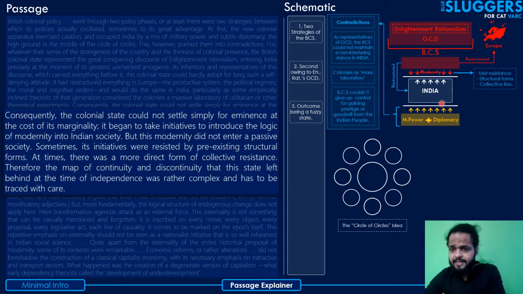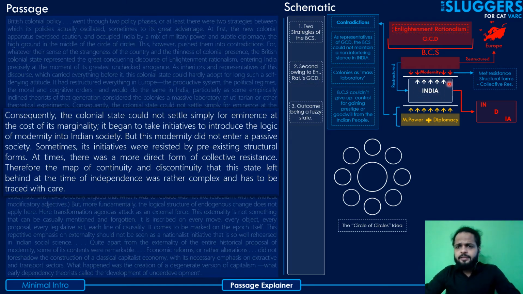Therefore, as a result of this resistance, because the process of deploying modernity as an external force was not so smooth, there was resistance encountered. Therefore, the map of continuity and discontinuity that the British colonial state left once they left the country after independence was rather complex and has to be traced with care.